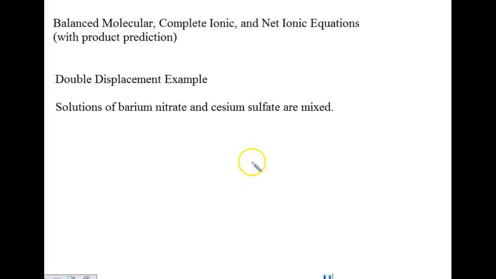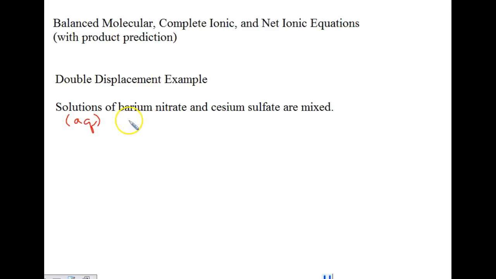So the first thing that you've got to do before you can predict products and do everything else is get the formulas for your two reactants. Now, the key word here, solutions, tells us that both of these are in the aqueous state. And the word aqueous means that they are dissolved in water. And this is important because that means the separate ions are not joined together while in the water. And we'll talk about that more in a moment.